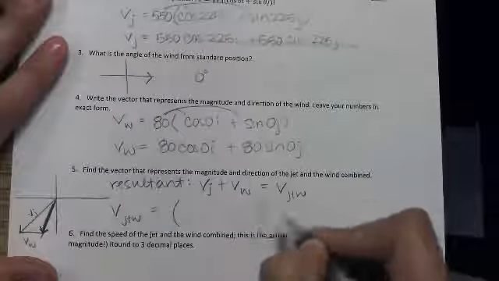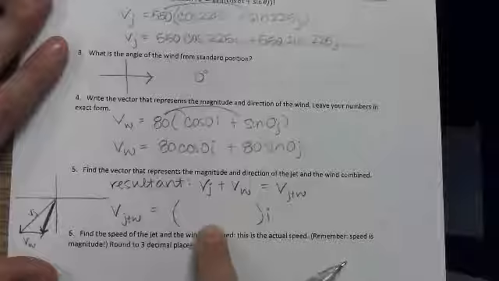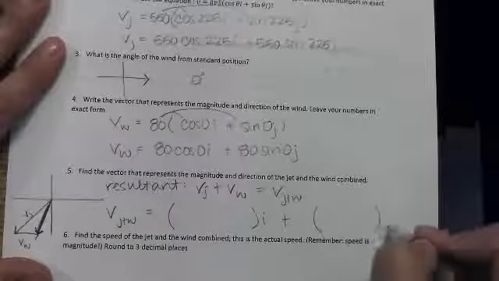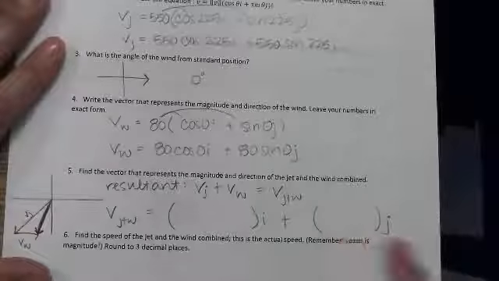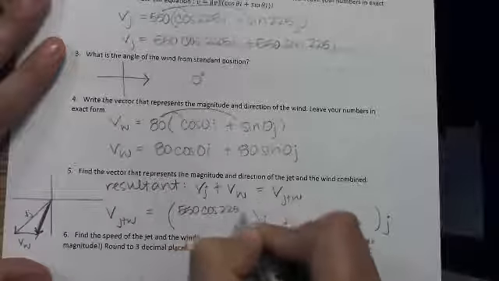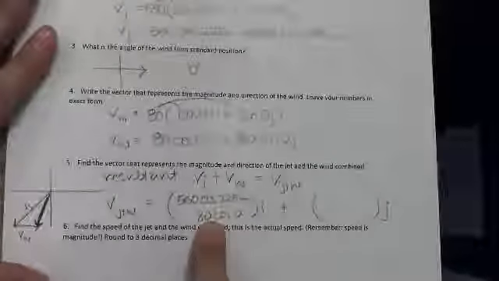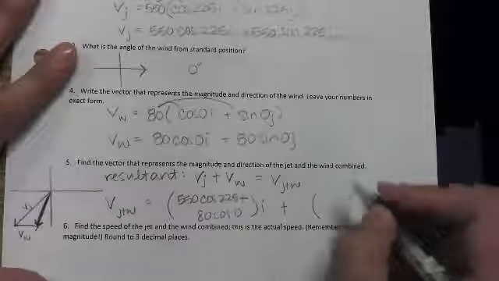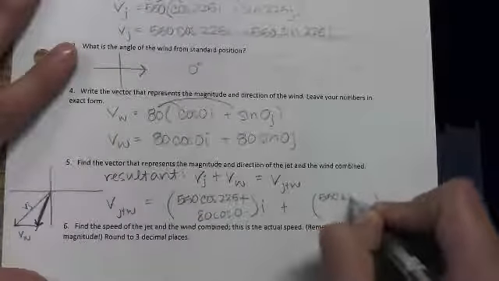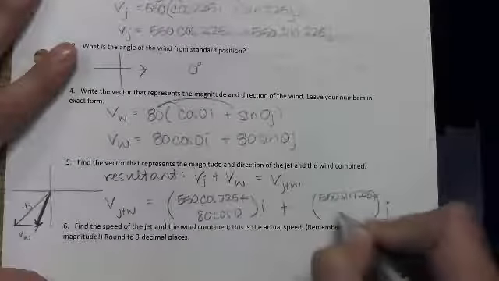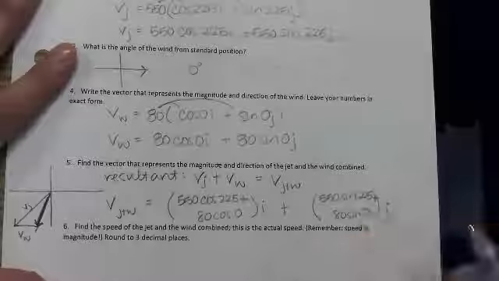Does that make sense? Okay, so I'm going to say the vector of the jet plus the wind together, and I'm going to put the whole mess that goes in front of the i's. That's all the cosine stuff. And then I'm also going to have the whole mess that goes in front of the j's, and that would be the sine stuff. Okay, so for cosine, I've got 550 cos 225 plus 80 cos 0. That's all the stuff there. And then for my vertical component, I have the 550 sin 225 plus 80 sin 0.